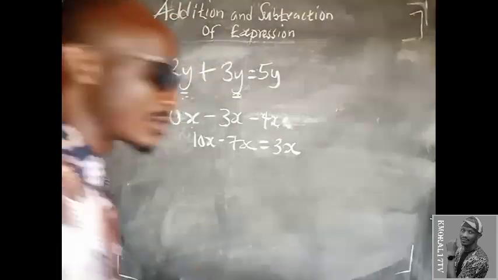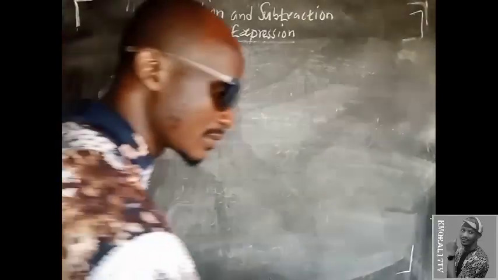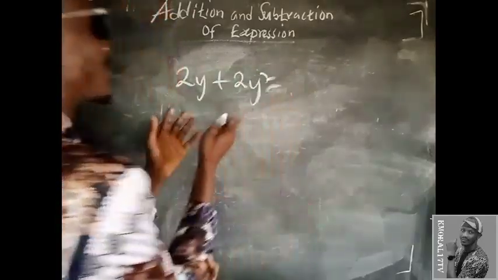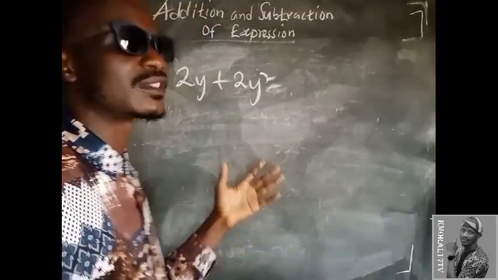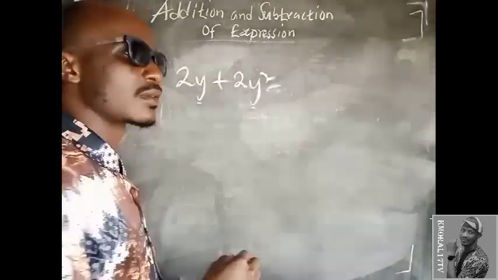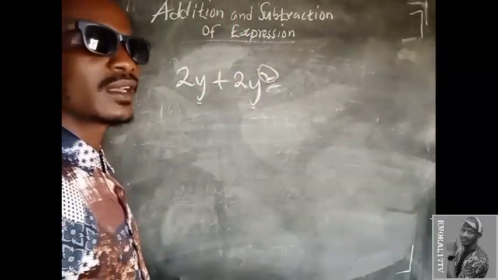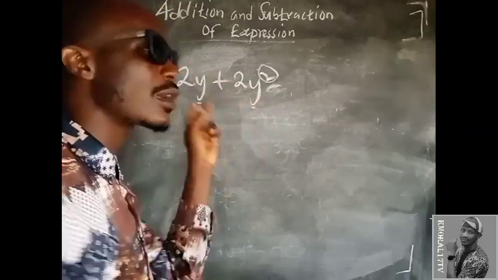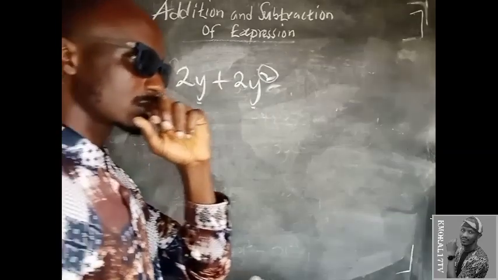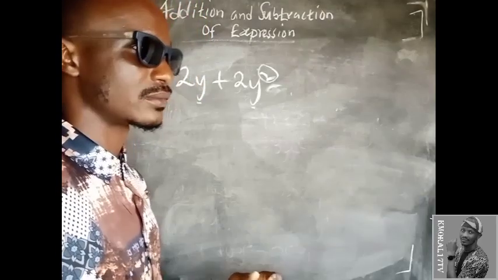However, you can still take a look at this one. When I say 2y plus 2y squared, this is an expression, fine, but you cannot add them together. Why? Of course it is y and y, but the square present here will never allow you to add them. That is what we mean by using terms that are alike to add each other.